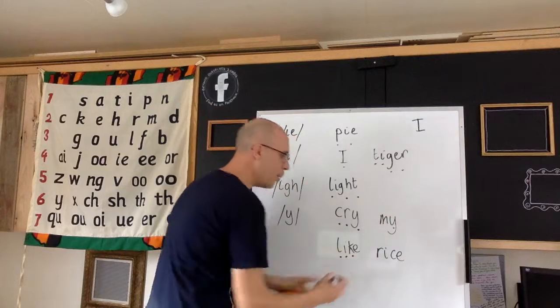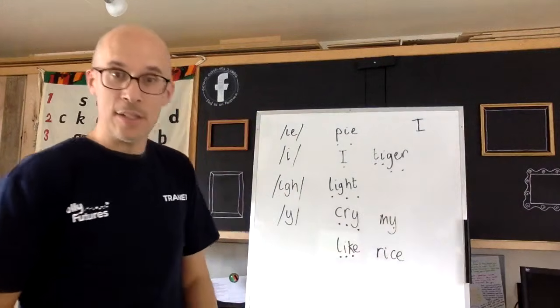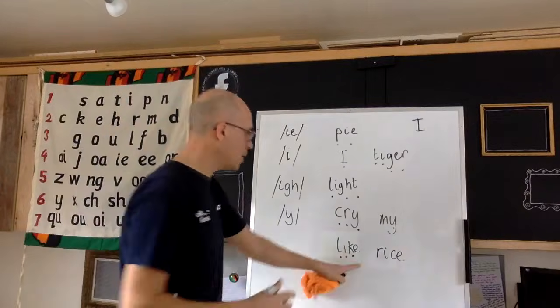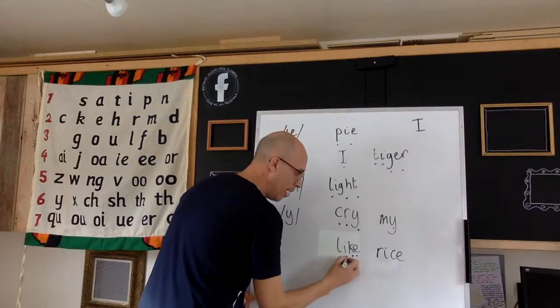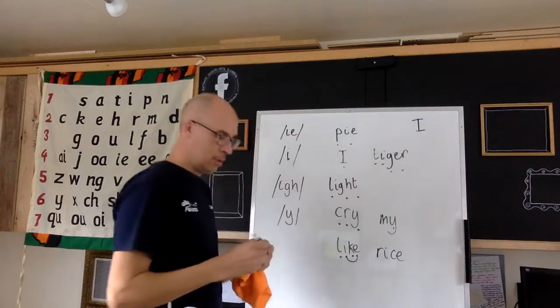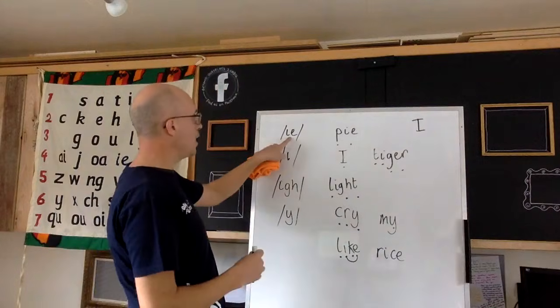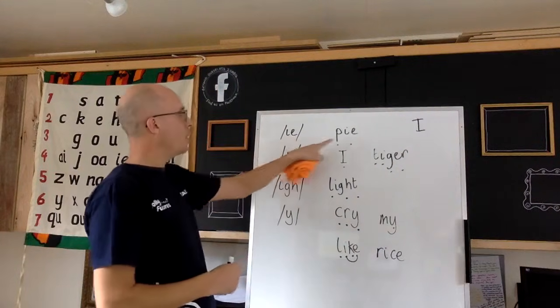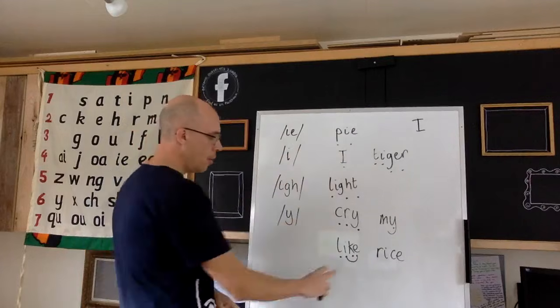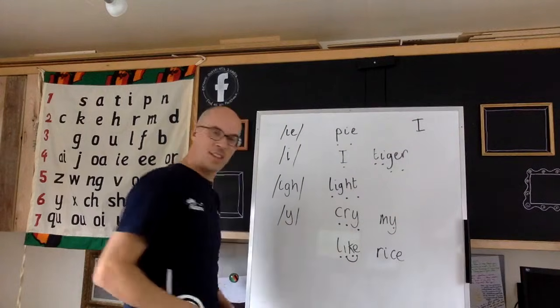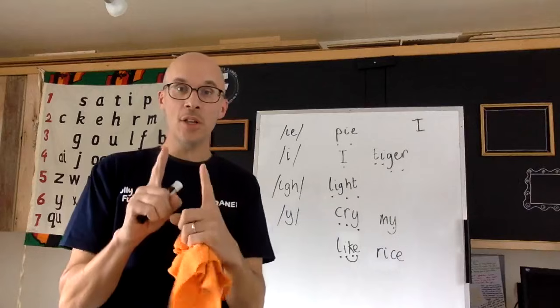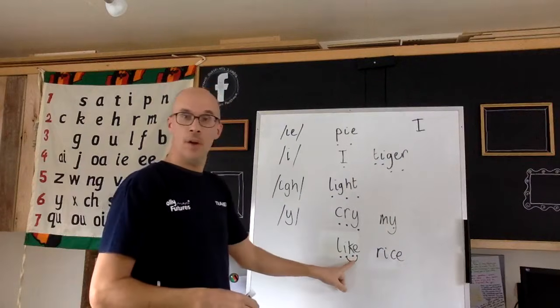And so some people talk about the E being silent, but I think of it as the E and the I together are making the I sound. So when I and E are together here, we know they make the I sound. But when they're just separated by one consonant, they also make the I sound.